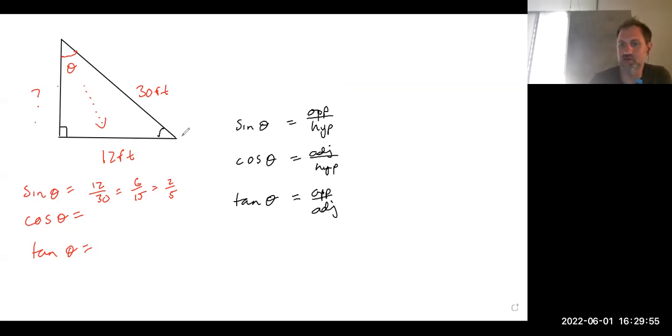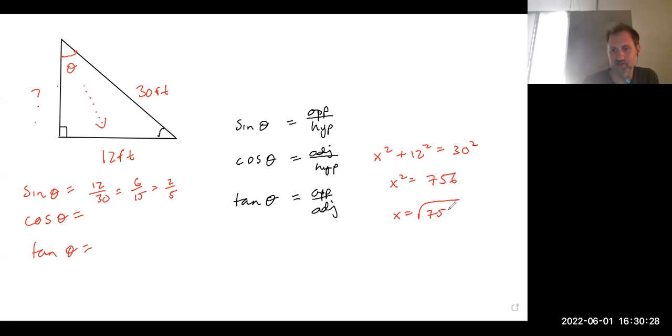The rest of them, I'm going to need to use the Pythagorean theorem to figure out the missing side. So remember, the Pythagorean theorem is x squared plus 12 squared equals 30 squared, right? Based on the square of both of the legs added together is equal to the square of the hypotenuse. So now I just need to do a little bit of math. X squared equals whatever 900 minus 144 is, 756. And then we got x equals the square root of 756.